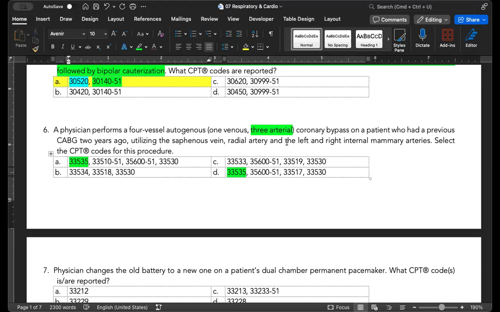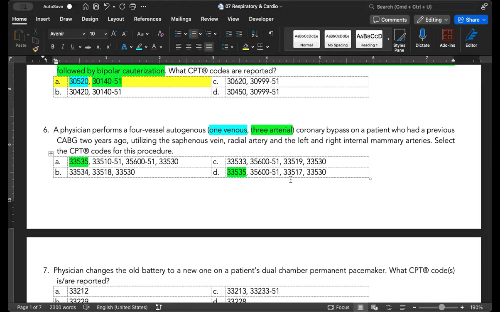Now, this is where the tricky part comes in, which is looking at the venous portion. We see that 35600 is in both, correct? So we don't need to harp too much on that 35600 because we know that's a correct code. The 33510 or the 33517 is where we need to look from a vein portion.